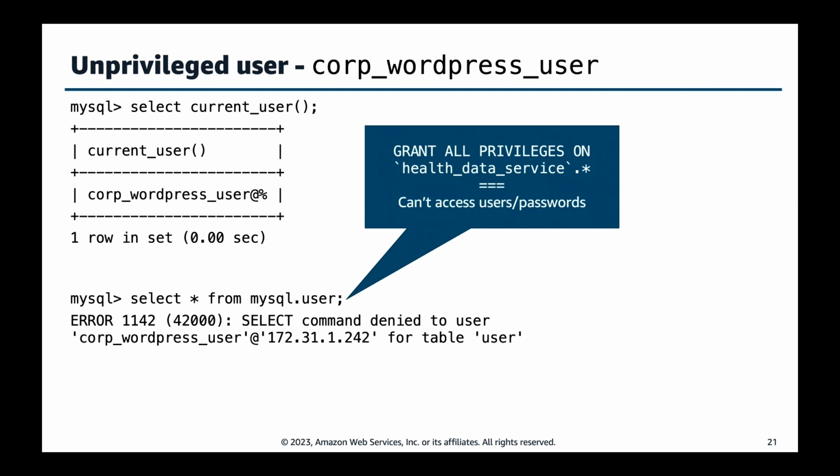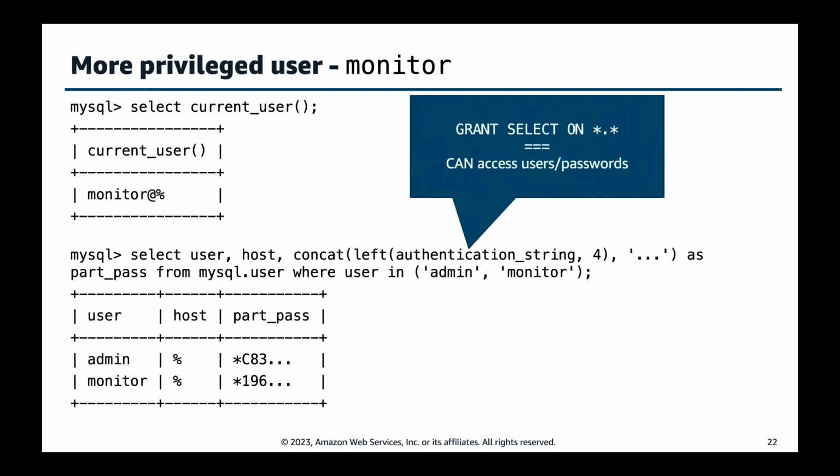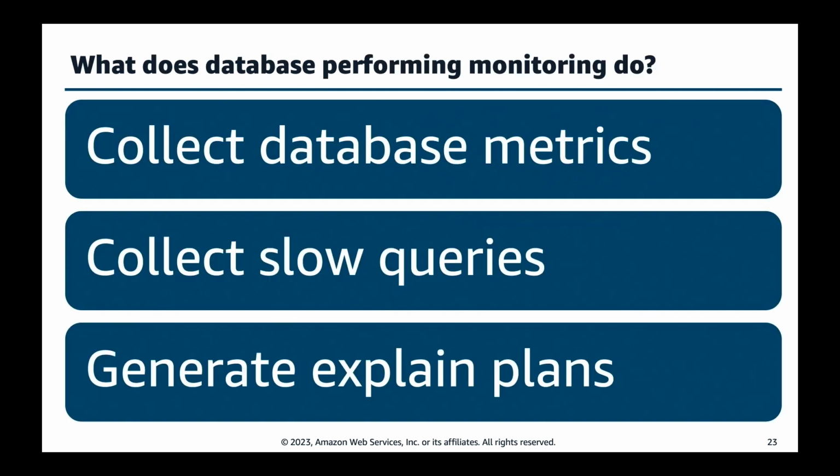MySQL is also interesting in a different way compared to Postgres. MySQL stores privileges and users in the mysql schema, in the mysql.user table. So if this WordPress user tries to retrieve the password from mysql.user, they will get access denied, which is expected. But the monitoring user will have the ability to retrieve any password hash from it, right?